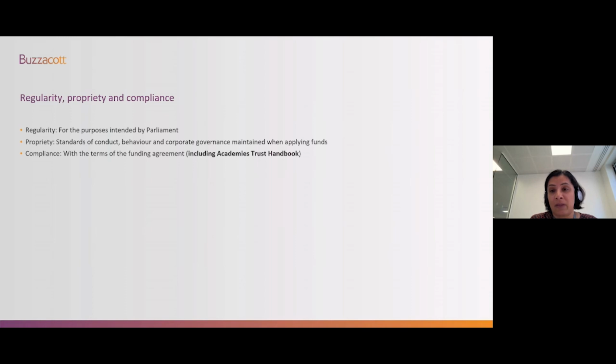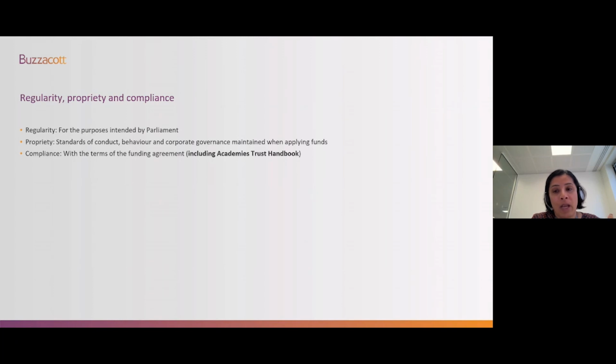Then there is the piece around propriety, and propriety really is about conduct or behaviour. You may well be spending the money for education, so you can tick off the regularity piece, but if, let's say, when you're procuring things, you're not ensuring that the contract is efficient, effective and economical, or there's possibly an extravagance in some of the expenditure, that could be considered something that's not proper. So it's around that cultural piece, the reasonable checks.